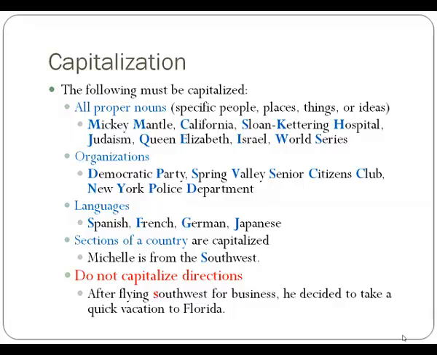Sections of a country are capitalized. "Michelle is from the Southwest." Do not capitalize directions. "After flying Southwest for business, he decided to take a quick vacation to Florida." In this case, even though you're using Southwest in the example before, you're saying Southwest as a place, and as a place, Southwest would be capitalized. After flying Southwest, meaning just the direction, nothing specific, for business, it would not be capitalized.